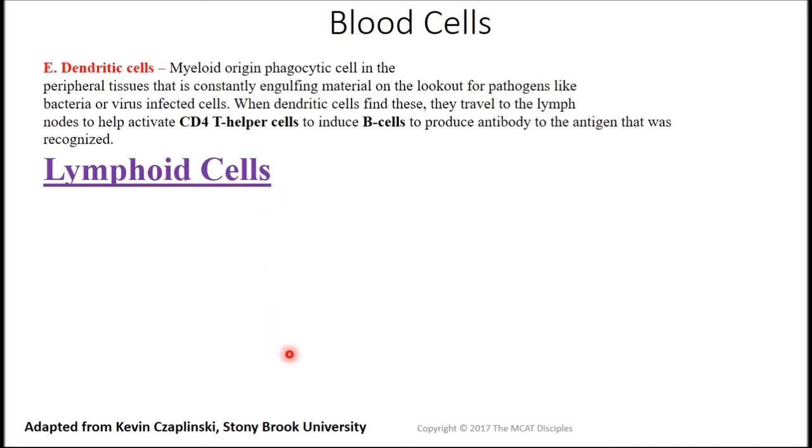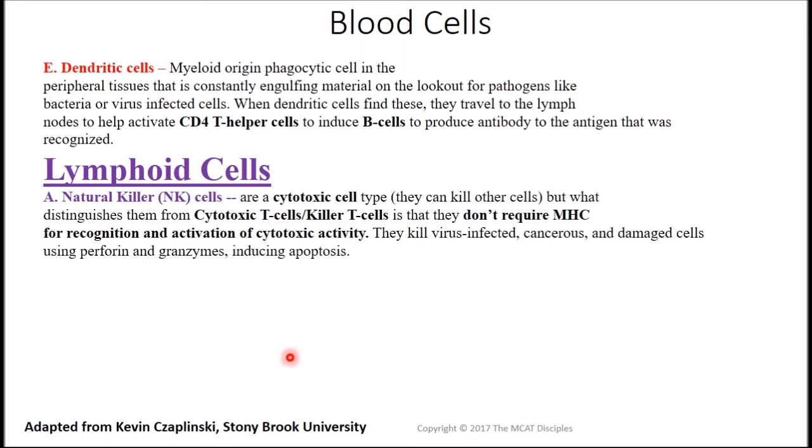So the lymphoid cells, again, are the cells that are derived from the lymphoid progenitor cells. One of those cells are the NK cells, or the natural killer cells. They're a type of cytotoxic cell. A cytotoxic cell is a cell that can kill other cells, okay? And what distinguishes them from the cytotoxic T cells, or the killer T cells, the adaptive immune cells, is that they don't require MHC for recognition and activation of cytotoxic activity.